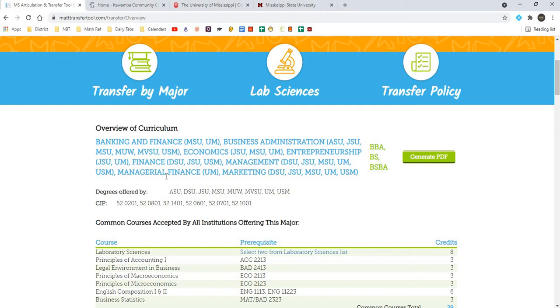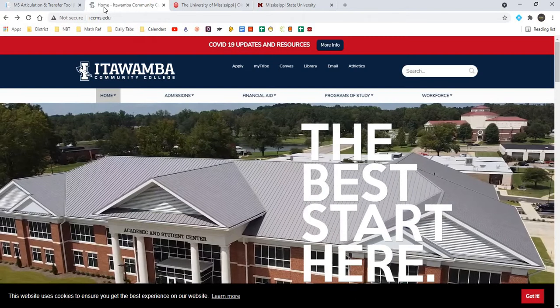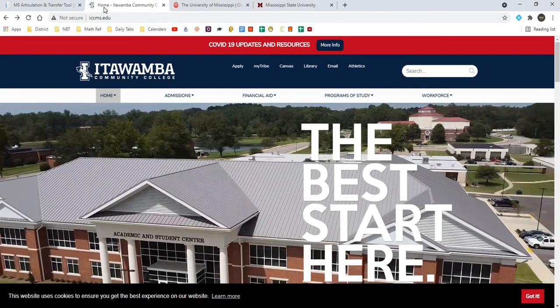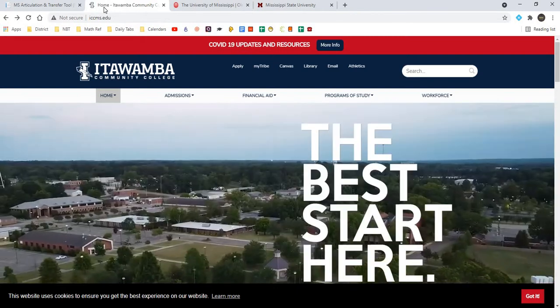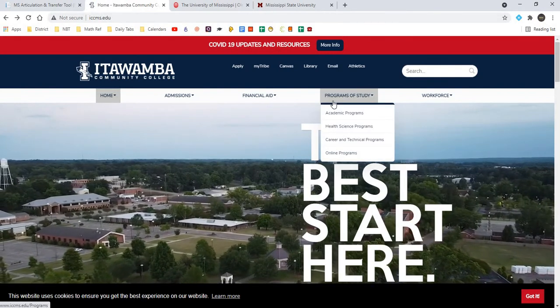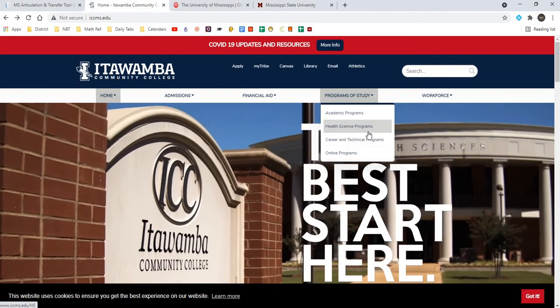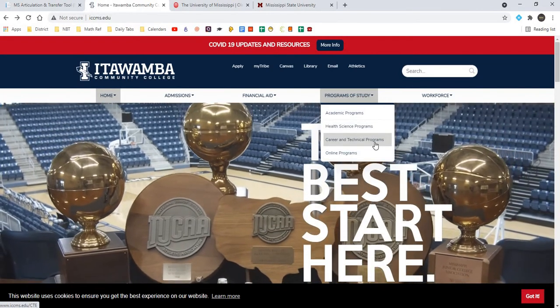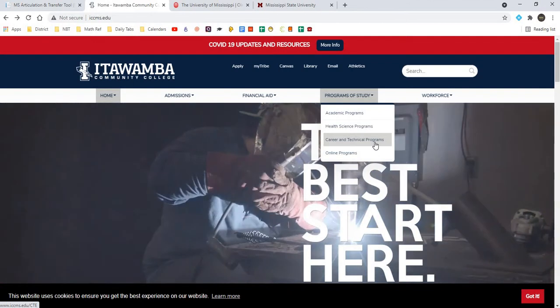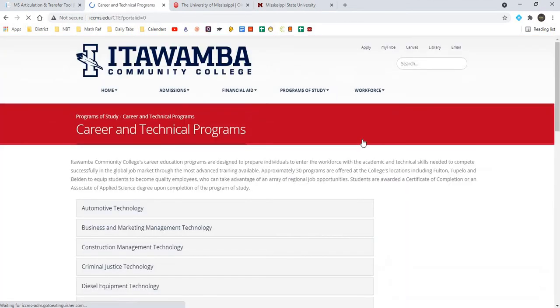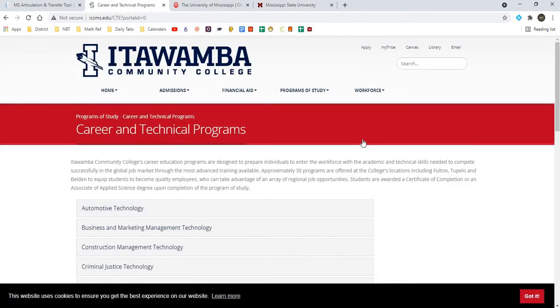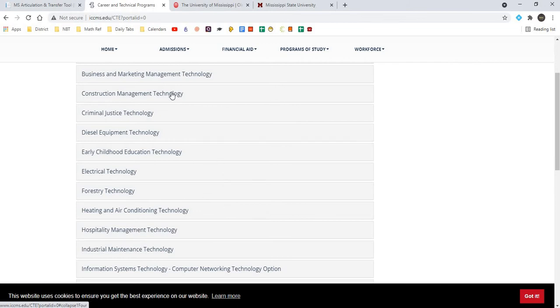Now, if you are specifically wanting to look at your college that you intend to go to, we'll start with ICC. So if you want to look at ICC, you can go here to programs of study, and they have 4 options. They have academic programs, health science, career and technology, and online. So let's look at the career and technology. They have a really, really good technology program at ICC. These 2-year programs, you have automotive technology. You can see all of these.